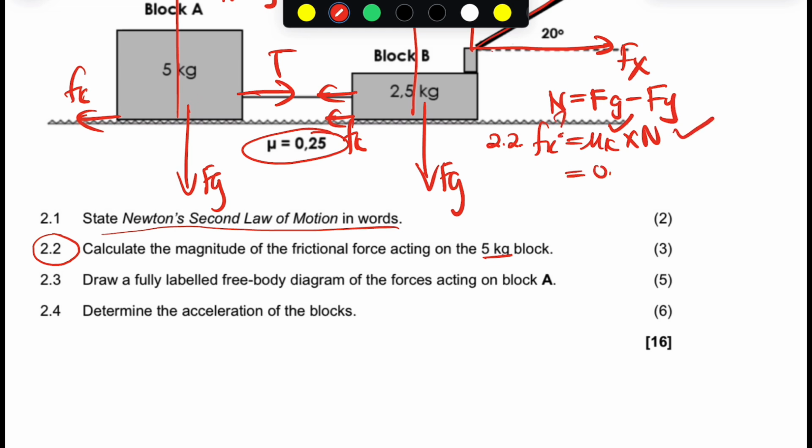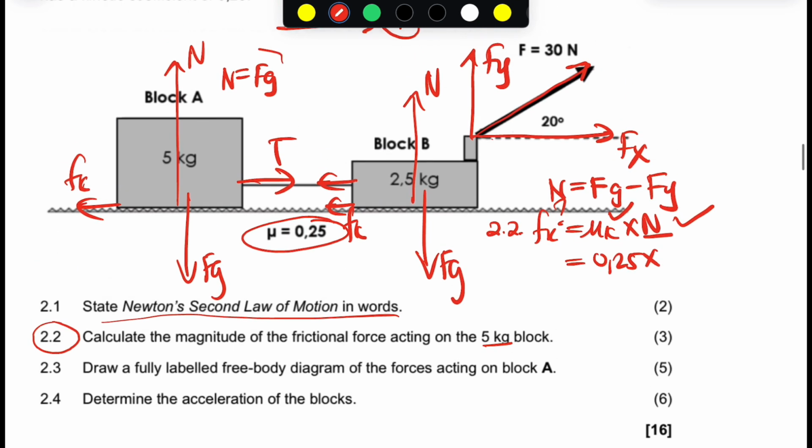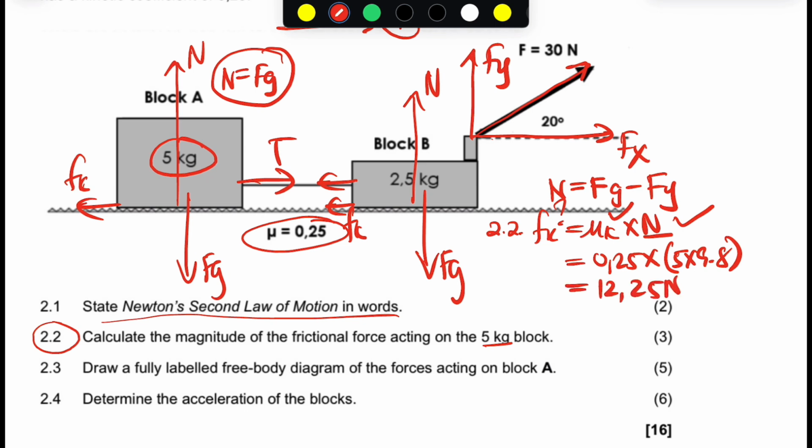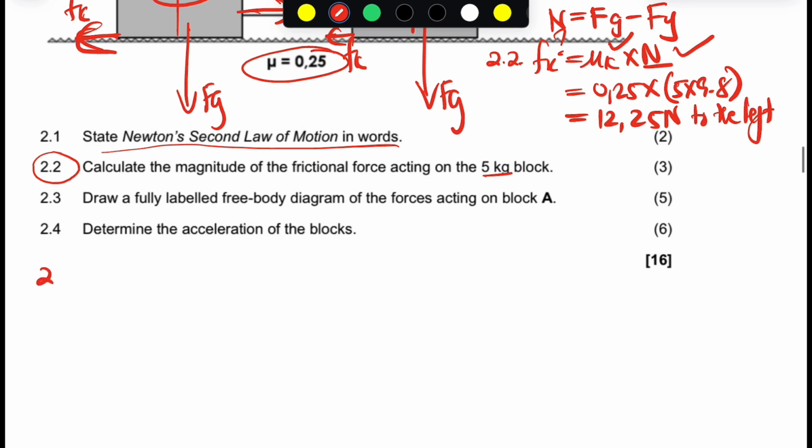So the mu k is 0.25 times the normal force. Remember, I said the normal force on the 5 kg block is equal to the gravitational force, so it's going to be 5 times 9.8, and when you punch that in the calculator, it's going to be 12.25 newtons to the left, right? The frictional force is going to the left there. Now let's go to 2.3.